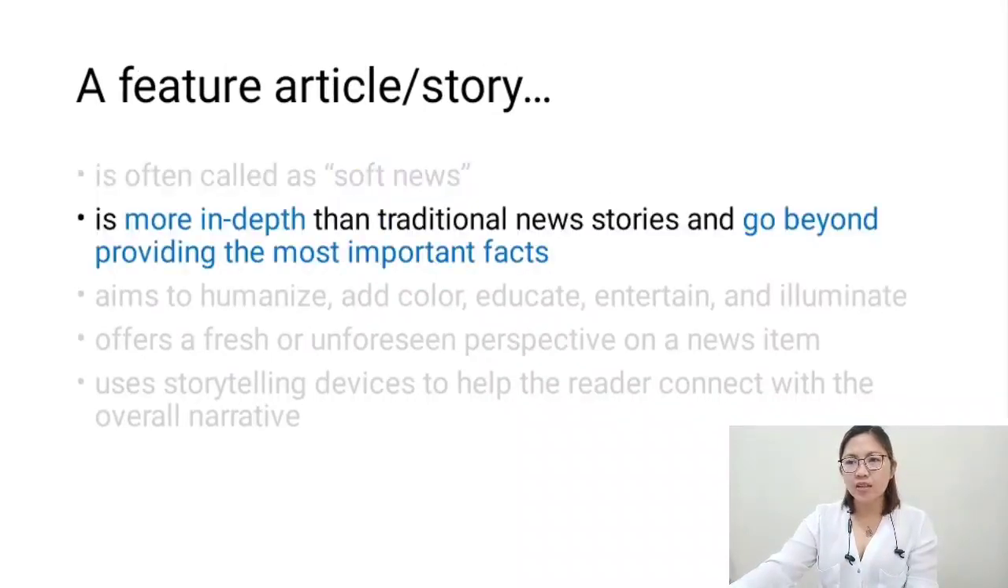A feature article is more in-depth than traditional news stories and goes beyond providing the most important facts. As I mentioned, it goes beyond stating the 5 W's and 1 H as it explores a plethora of topics and subtopics. It is actually heavy with background and context. That is also the reason why this is typically longer than your news story.